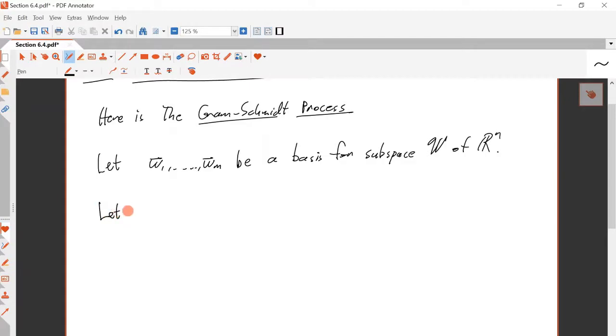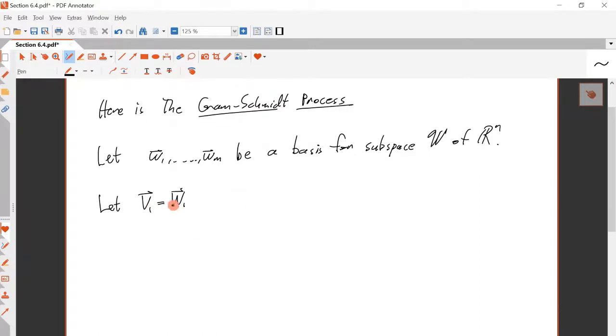Let V1. So you know what I'm going to do? I'm going to write V1 like this, but then I'm going to skip the hats on the vectors in order to be a little neater. So I'll put a few in, but then I'll start leaving them out. Let V1 just equal W1, just some sort of trivial designation.